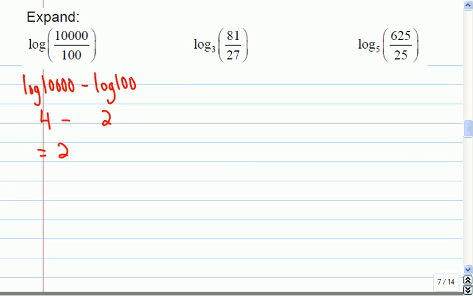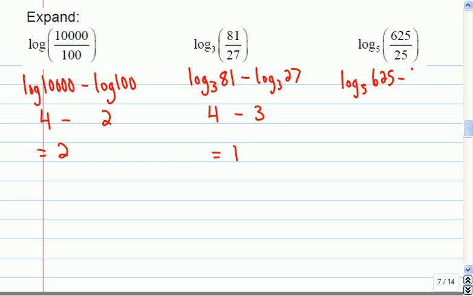Okay, if we did the same thing here and expanded it, it would be log base 3 of 81, take away log base 3 of 27, and again, I believe that's the 4th exponent, that's the 3rd exponent, so this should be equal to 1. And then finally, this would be log base 5 of 625, take away log base 5 of 25, so that would be 4 again, take away 2, so this would be 2.